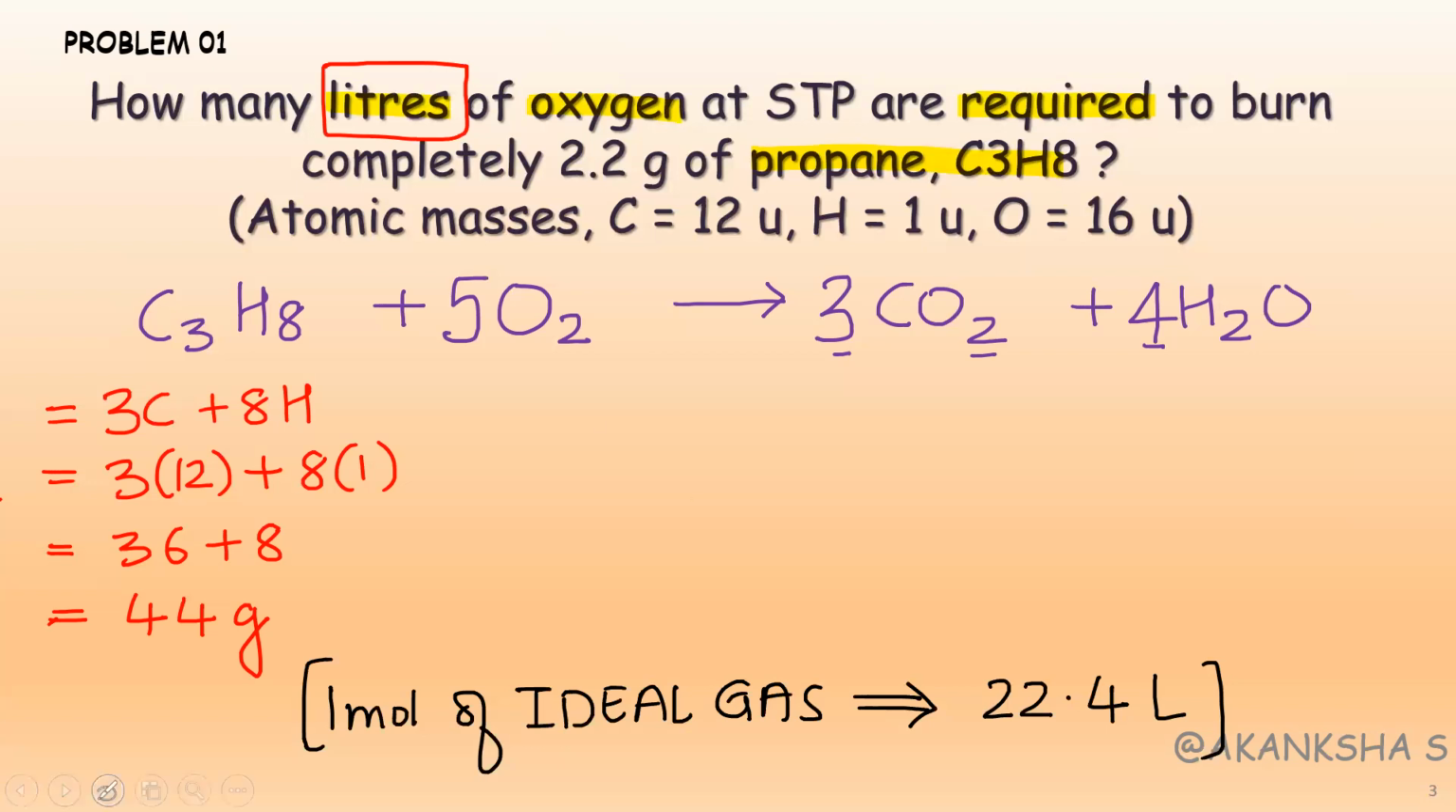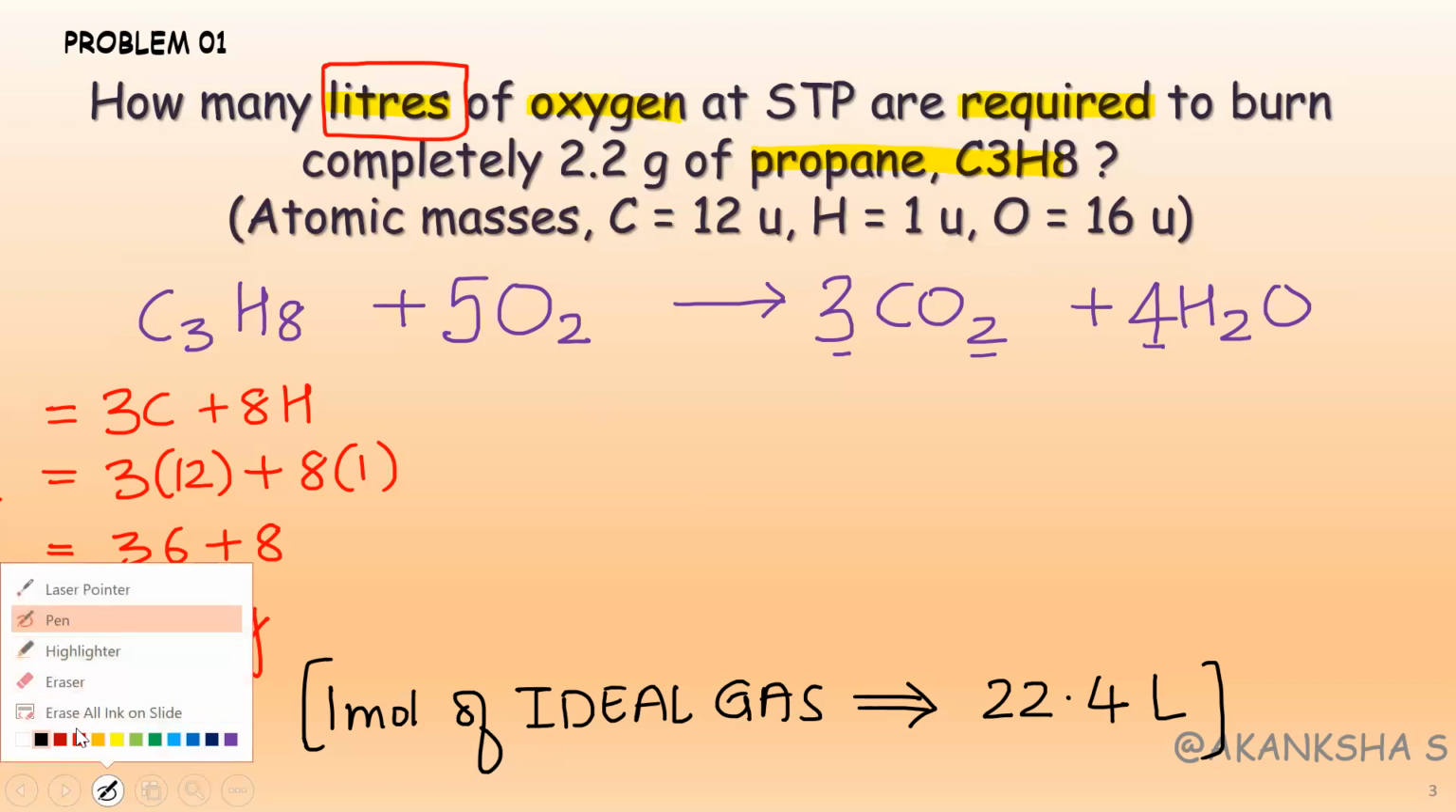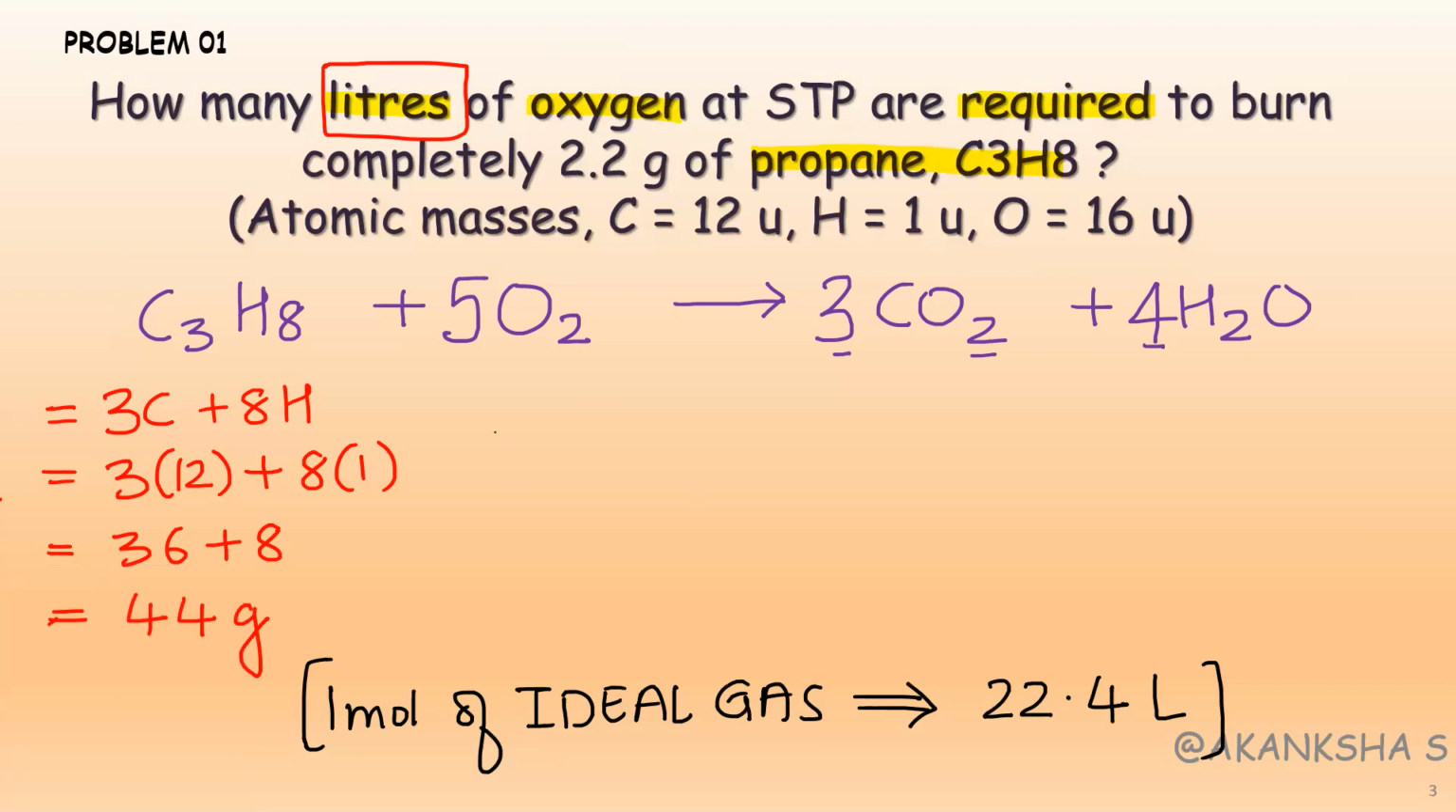So let's see over here. If 1 mole is occupying 22.4 liters, we have 5 over here. So 5 into 22.4. 4 fives are 20. So it should become almost 112 liters.